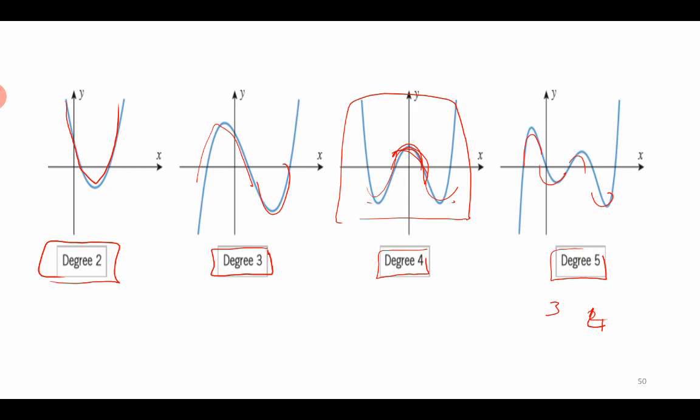So if there is a degree 6, you can guess now. Degree 6, then there will be 3 ups and 2 downs. Degree 7 and so on, you can guess. You can guess this one.